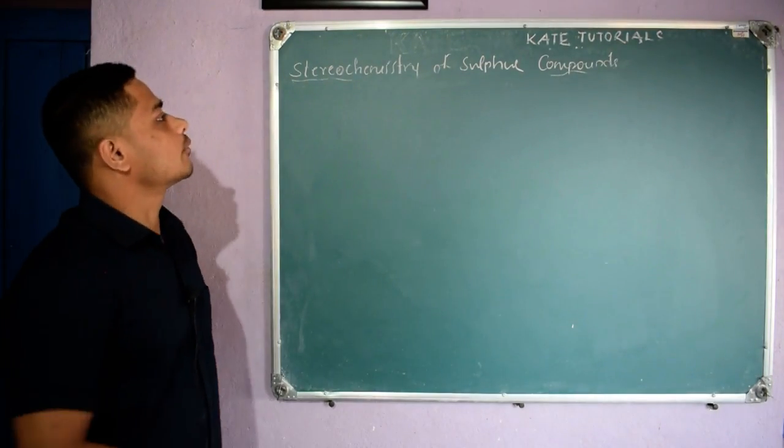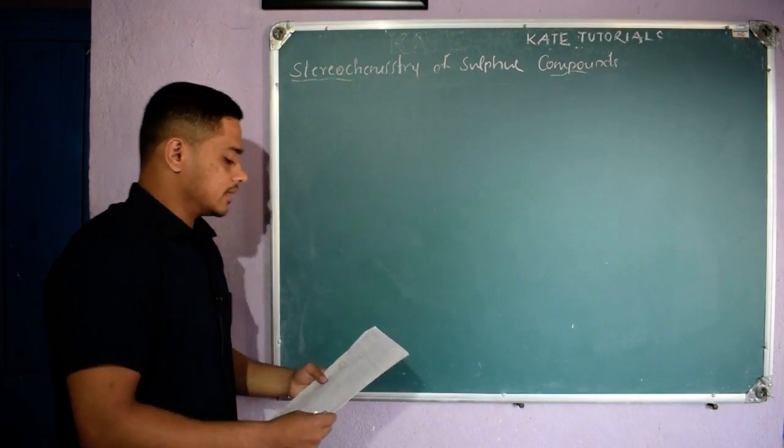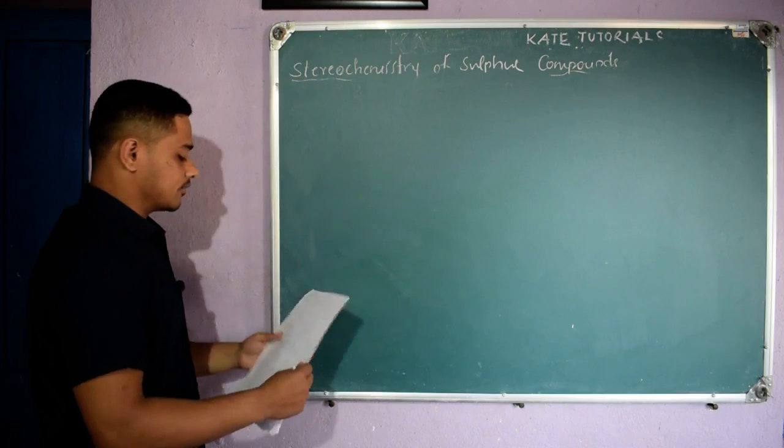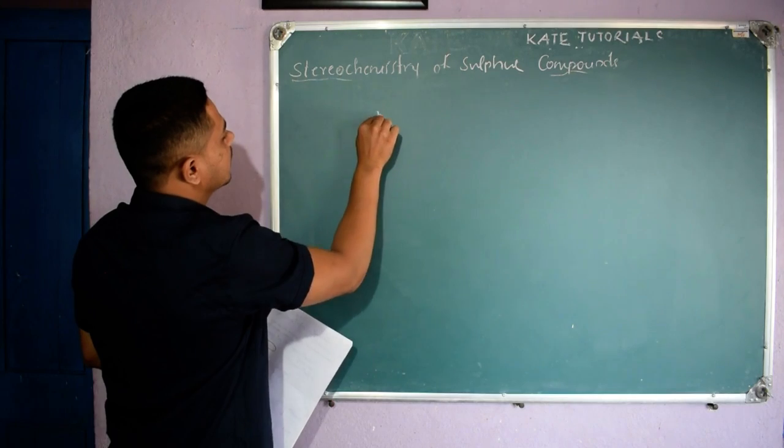So we were discussing the stereochemistry of sulfur compounds, right? So let us continue with that. Here are a few reactions which tell the stereochemistry of sulfur also. So here I have a molecule like this, with a double bond to O.